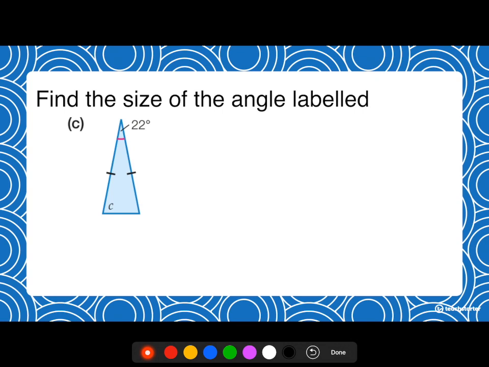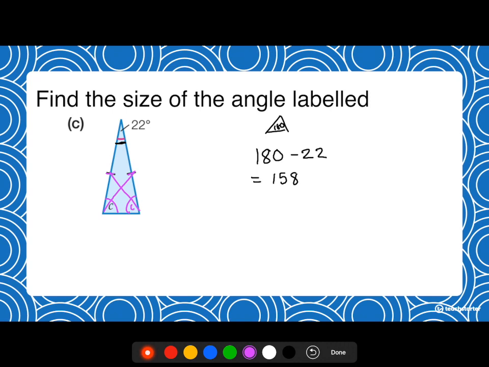Lastly, sometimes we might have to use our triangle knowledge to answer the question. So again, a triangle has 180. I had 180 and I've used up 22. So take 22, which leaves me with 158 left. Now I know for an isosceles triangle that these must be isosceles because they're both equal. And I know that the angles that are opposite these are the same size. So C and this other one must be the same size.